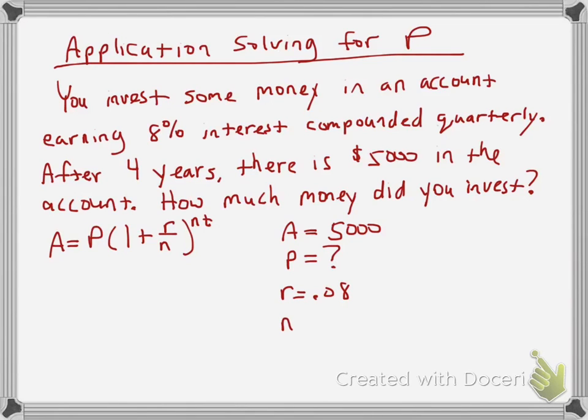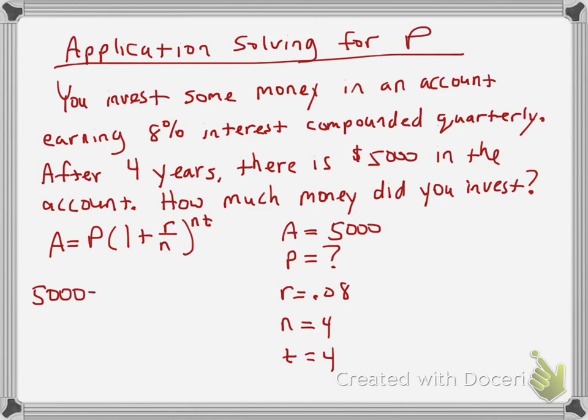You do know your rate. Now remember, your rate is always going to be as a decimal, not a percentage. So you have to divide by 100. Take 8, divide it by 100, you get 0.08. And then our compounds is 4 times per year because it's quarterly, and our time is 4 years.